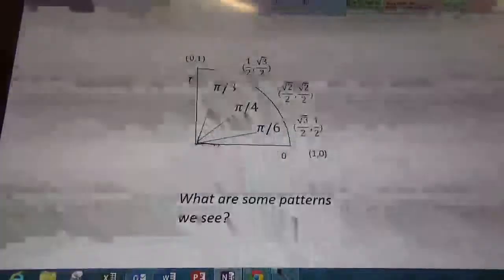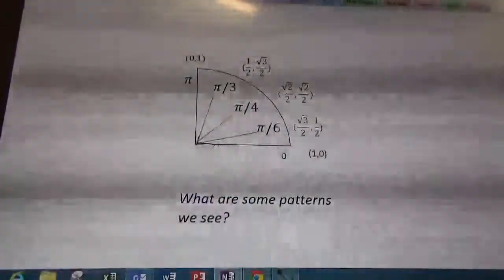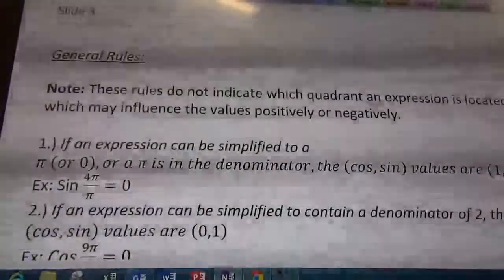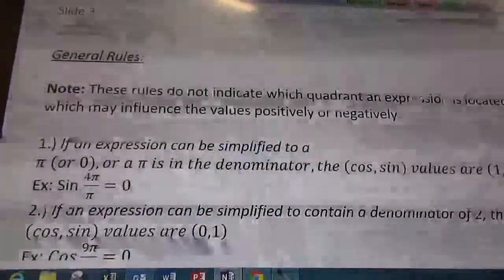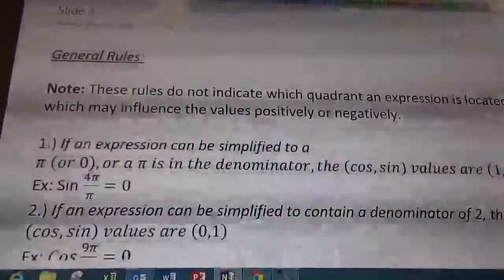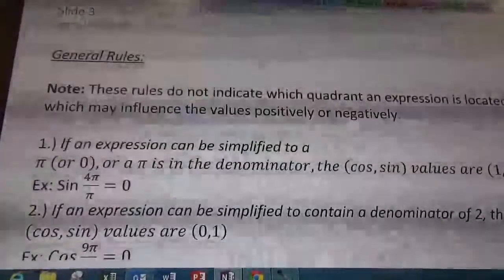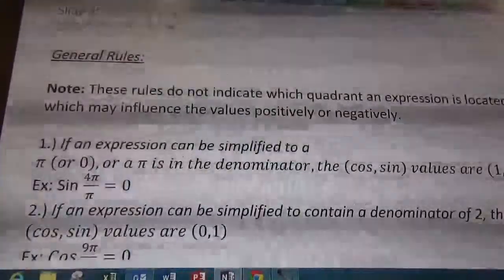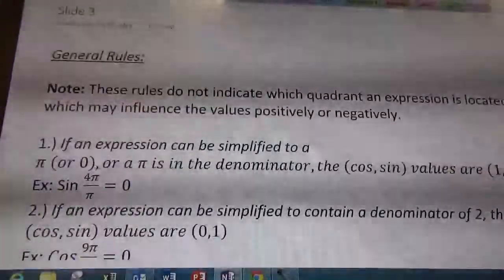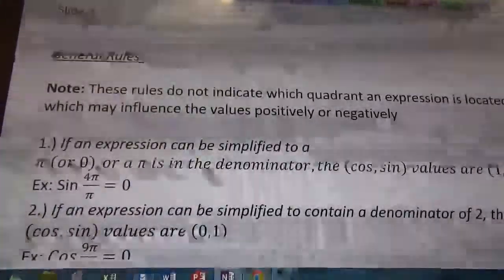The cosine sine values of the divisions of pi are a bit more complicated, but they share a common theme as well. We'll go over these patterns from the most simplistic to the most complicated. A word of caution. As the slide says, these rules do not indicate which quadrant an expression is located in, which may influence the values positively or negatively. In other words, these patterns do not tell whether the value has a negative sign attached to it.